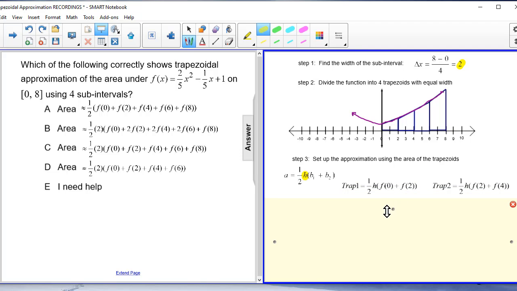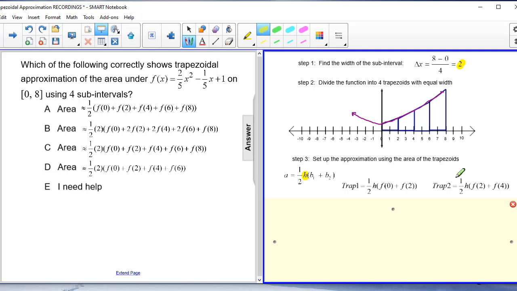So let's start off with the area of the first trapezoid. We have our 1/2 of h, and the vertical length from the x-axis to the curve of the first leg is f(0), and the second leg, from the x-axis to the curve, will be f(2). That takes care of our first trapezoid.